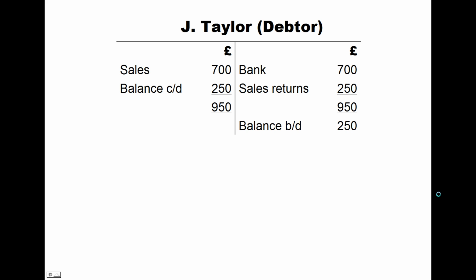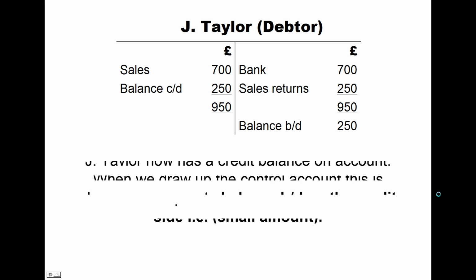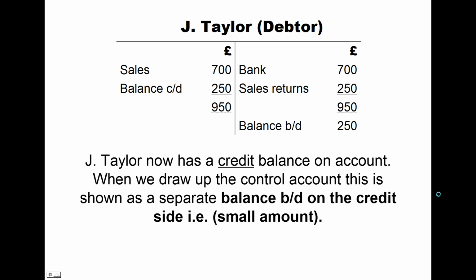So, as I just said, to summarise, J Taylor now has a credit balance on the account. When we draw up control accounts, this is shown as a separate balance BD on the credit side. So I refer you back to the pro forma podcast, and if this was the only debtor value in a particular question, this would be the small balance BD amount I've referred to, which will go into the control account on the credit side of the account.